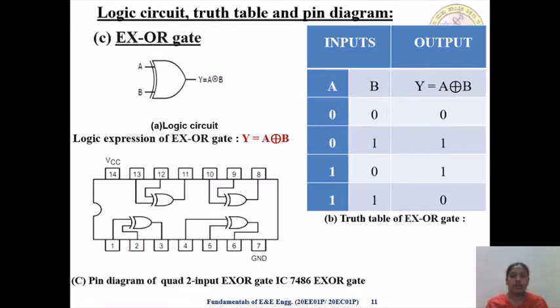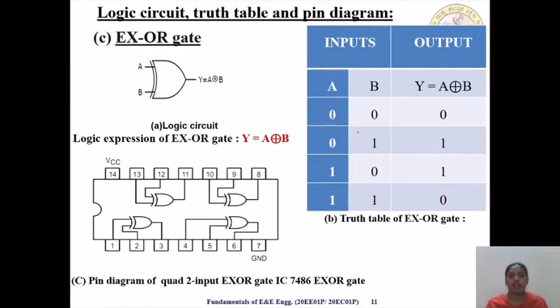Here 1 and 2 are the input terminals and the output is connected to the third terminal. When A and B are 0, 0, then the output is 0. When A and B are 0, 1, then the output will be 1. When A and B are 1 and 0, then the output will be 1. When A and B are 1, 1, then the output will be 0.